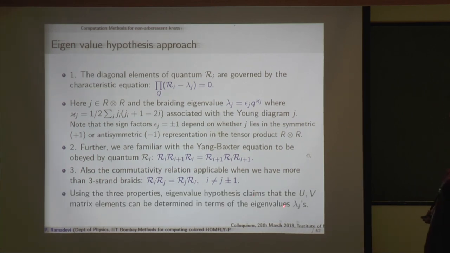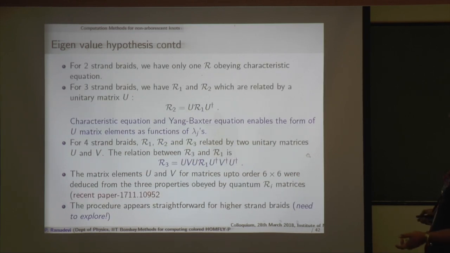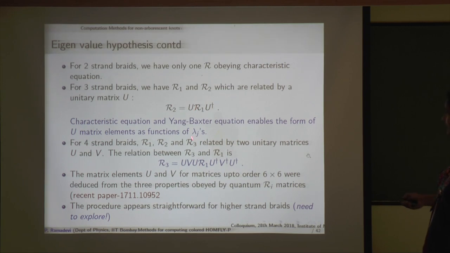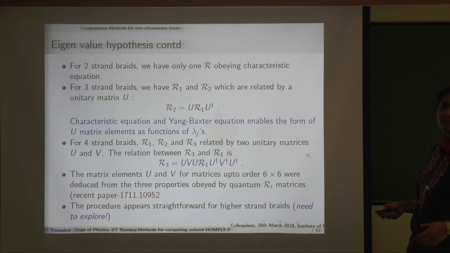Using these properties, you can determine the U and V matrix elements in terms of eigenvalues. So that's a very big step. I don't think we understand the proof, but explicitly one could write it out for some cases, and that is what was done, where we could see that it was square root of lambda 1, lambda 2. It's very nice to rewrite it, but we don't have a proof. That's why it's called a hypothesis, that the U and V matrices at least can be written as functions of these braiding eigenvalues. And once we had this in this recent paper, we could try and compare our highest weight method.